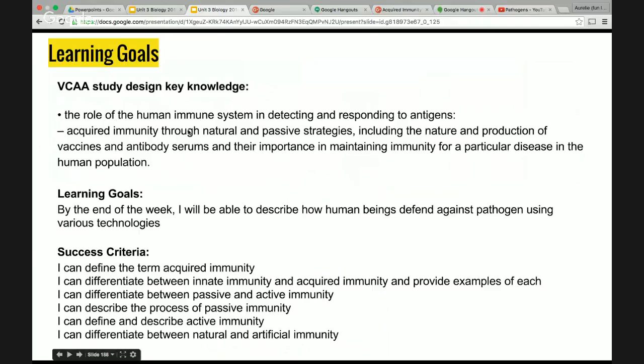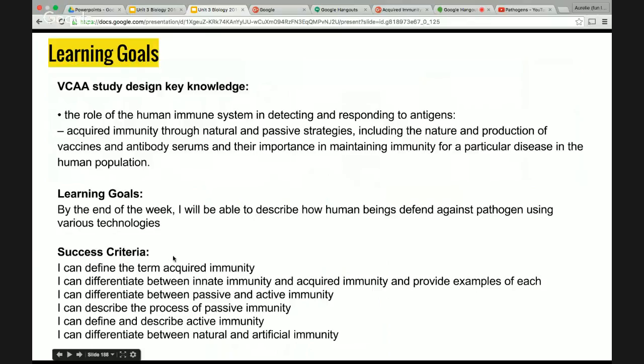Now, to make it easier to get through this, I've broken it down into little goals and success criteria. So basically, by the end of this video, you will be able to describe how human beings defend against pathogens using various technologies. Okay, so technologies such as vaccines, anti-serums, and stuff like that.